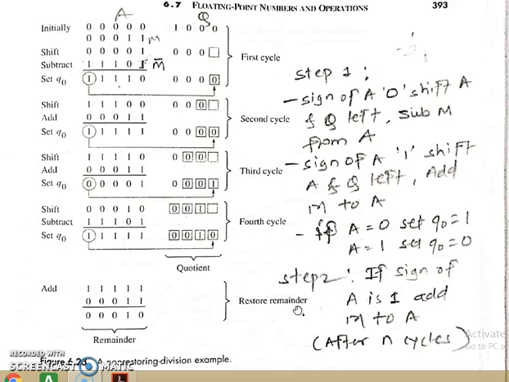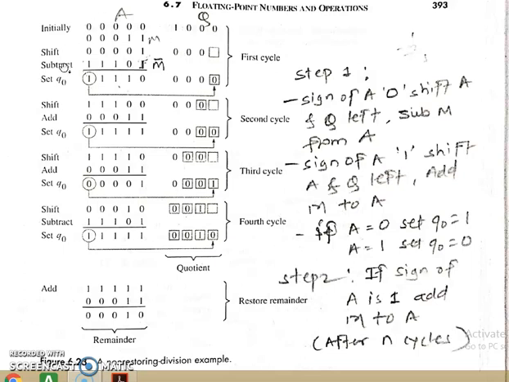Now what happens in step number 2? If the sign of A is 1, add M to A. That is very important, and this second step is performed after all n cycles are performed. So initially we have to perform step number 1 a repeated number of times, and after we get to the final stage, we have to add M to A. That is the last step of the algorithm.